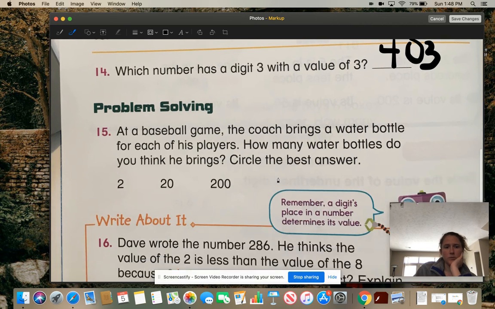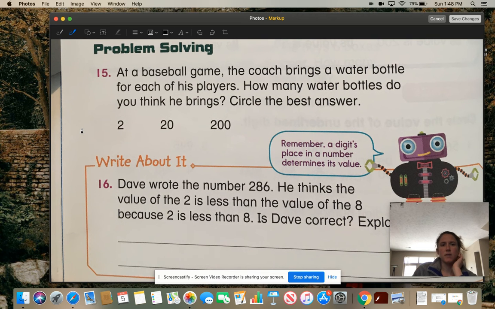Now we can do the problem solving and the write about it. At a basketball game, the coach brings a water bottle to each of his players. How many water bottles do you think he brings? Circle the best answer. Well, think about a baseball team. How many people are on a baseball field at one time? I think it's 9. So would he bring 2 water bottles if there's at least 9 people out on the field? No, that would not be enough. And remember, you can have 9 people out, but there are also extra players too. So 2 doesn't make sense.